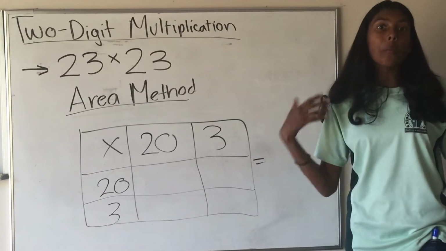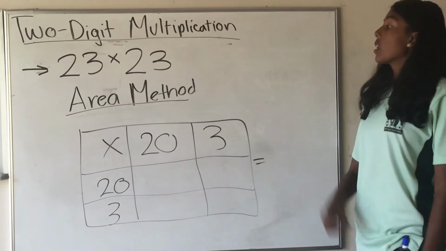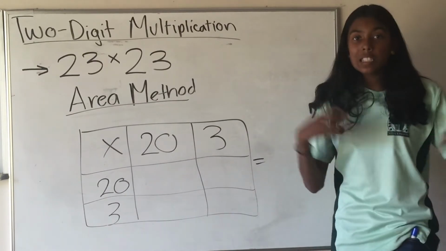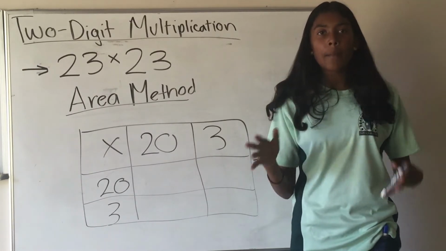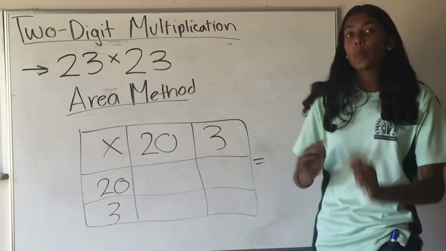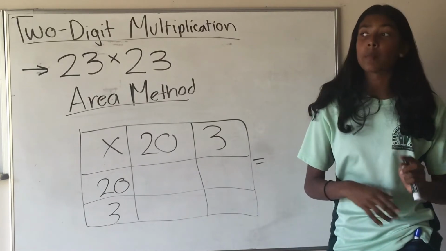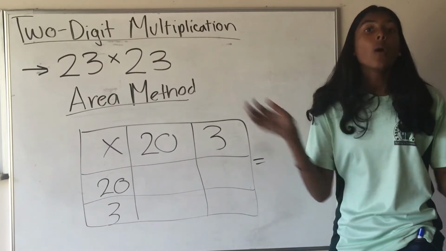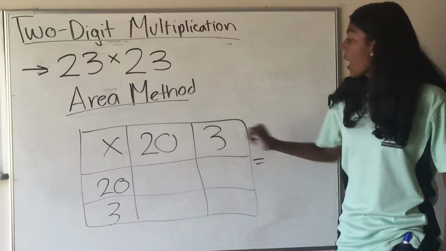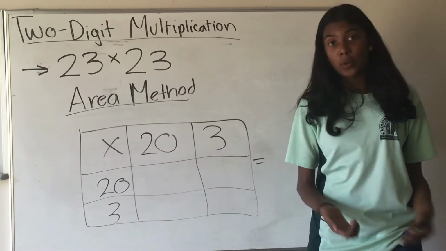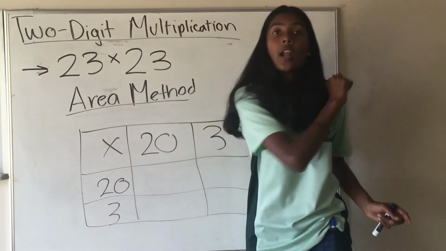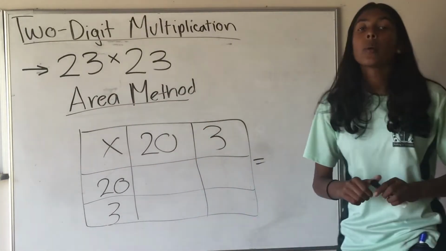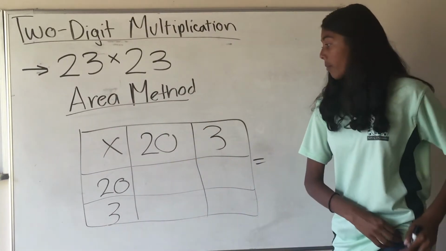Now that we did the model method, we're going to move on to the area method. This is a lot like the last one, except this time we're going to make it a bit more challenging, where instead of splitting it up into 10 plus 10 plus 3, we're going to split it up into 20 and 3. 20 plus 3 is 23. So we have 123 on this side, 123 on that side. So we're going to do the same thing by multiplying.